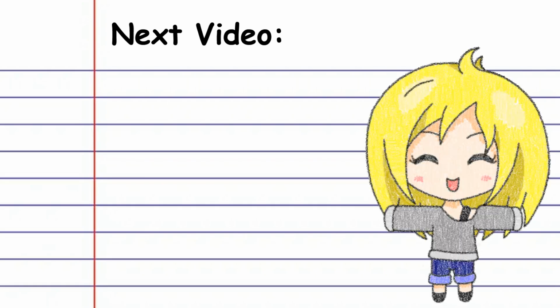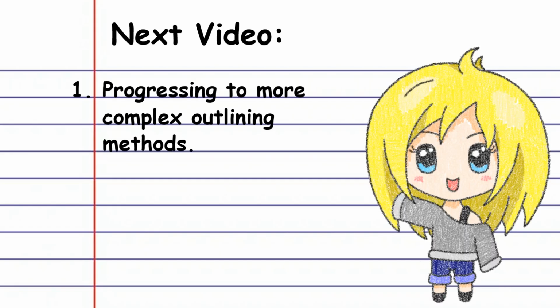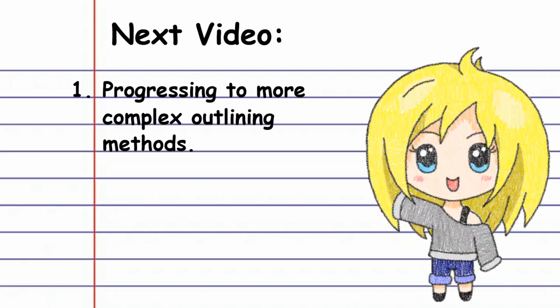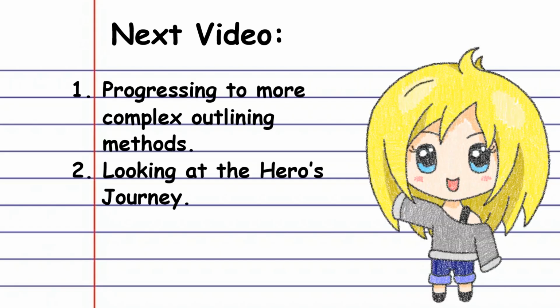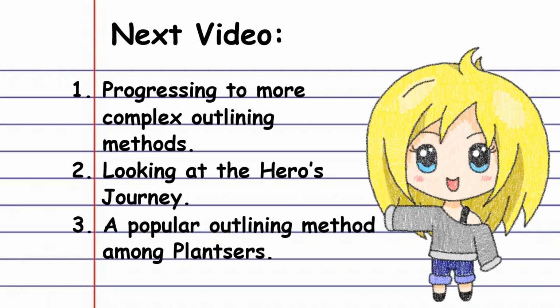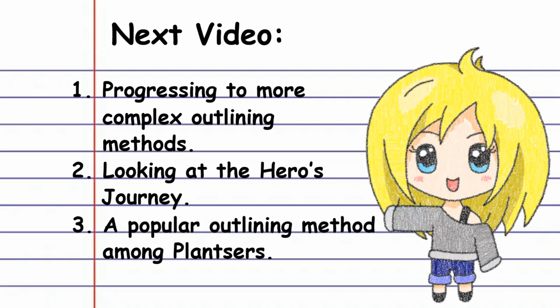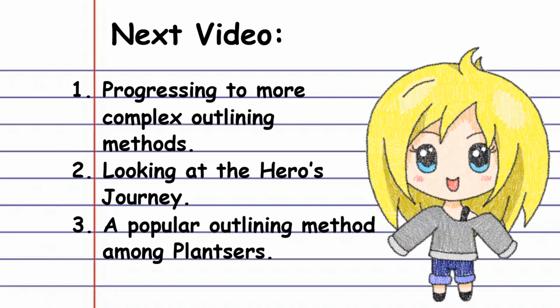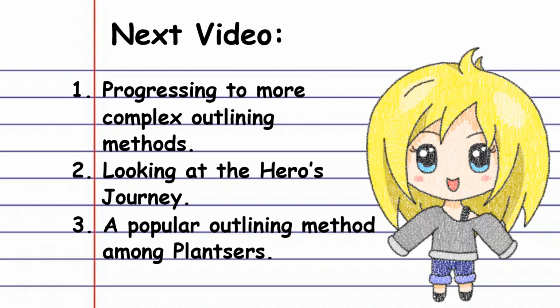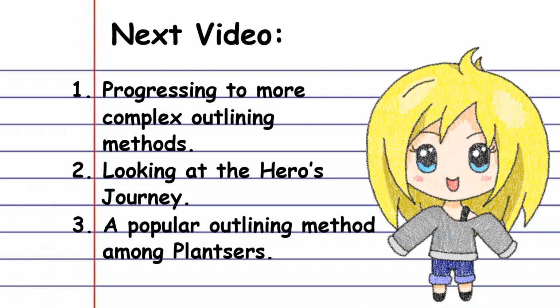If, on the other hand, you are looking for an outlining method that is a bit more complex, then you are in luck because our plot outlining methods are getting more complex as we go. Tomorrow we are looking at the hero's journey, which is extremely popular among plantsers. It is halfway between being a bare bones basic outline and an extremely detailed plot.